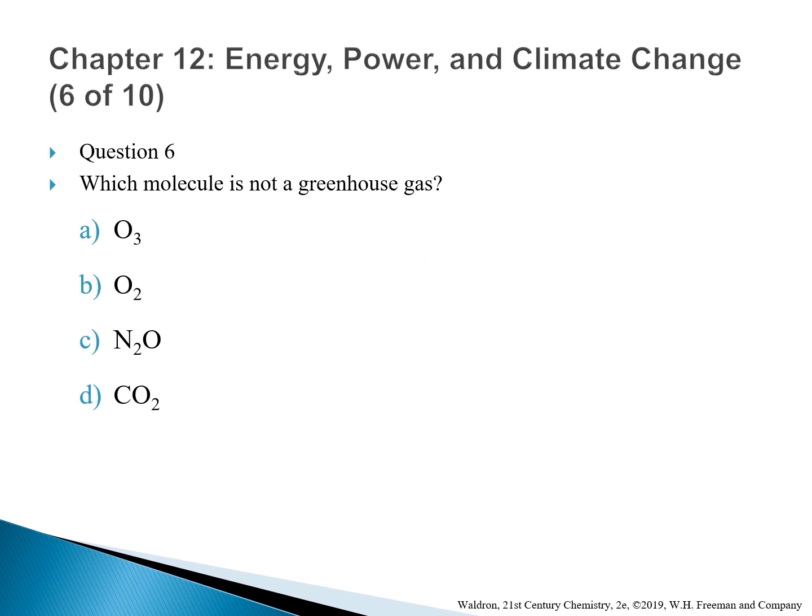Question 6. Which molecule is not a greenhouse gas? A, ozone. B, oxygen. C, dinitrogen monoxide. D, carbon dioxide. Please pause your video here. The correct answer is B, O2, oxygen gas. Almost all living things need oxygen to survive. In addition to the 3 listed greenhouse gases here, carbon monoxide is also a greenhouse gas.